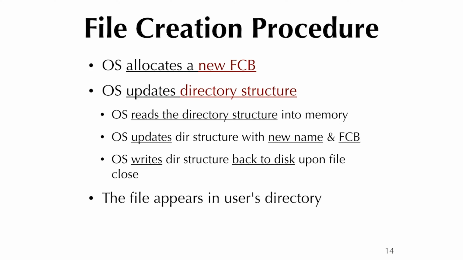So it checks, are you in memory? No? Then I read it from disk. Or if it's in memory, okay, great. Then it updates the directory structure. Why? Because the file has to be created in the context of a directory, right? So give it a name and then which file control block it is.